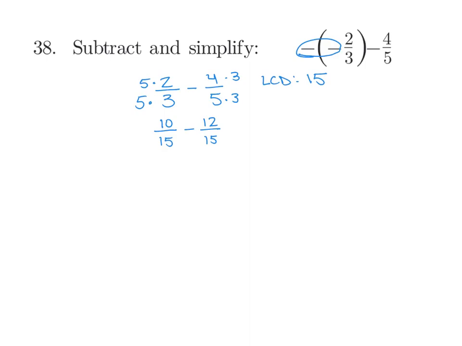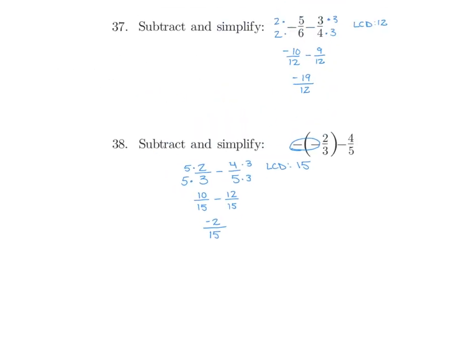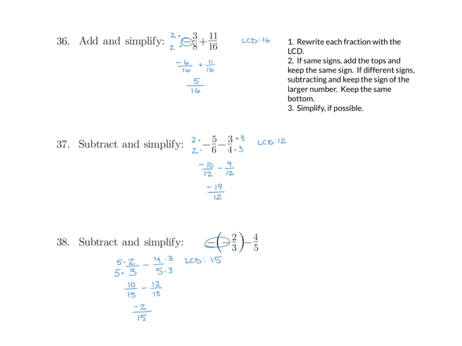To combine this, we have different signs. I have a positive 10 and a negative 12, so I'm going to subtract, keep the sign of the larger number, and keep my denominator. Can I simplify? 2 and 15 have no common factors, and so we are done. So that takes care of adding and subtracting signed fractions.